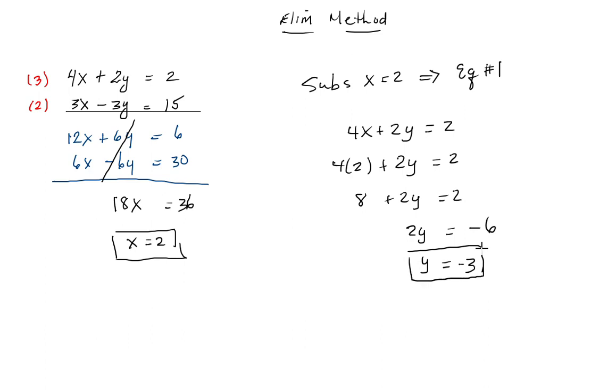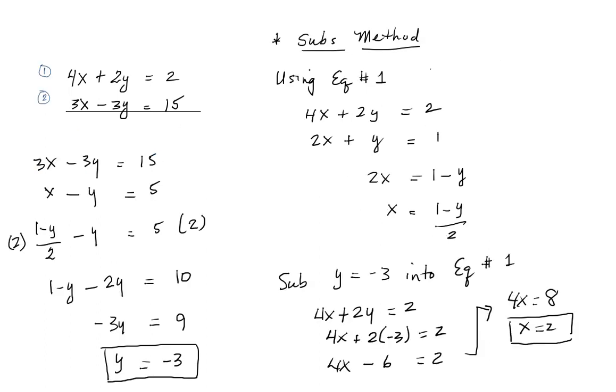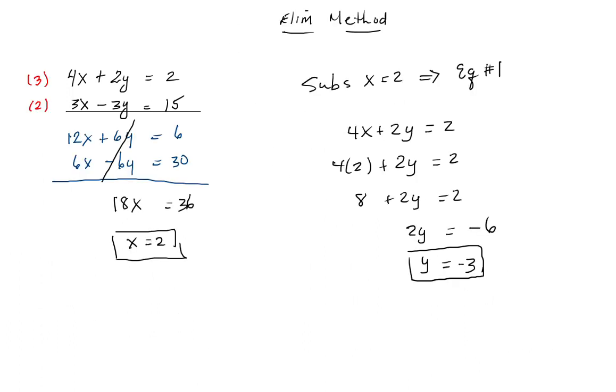You will recall that we did this a bit earlier with the other method, and we got the same thing. We got y is equal to minus 3, x is equal to 2. And that's it. There you go.